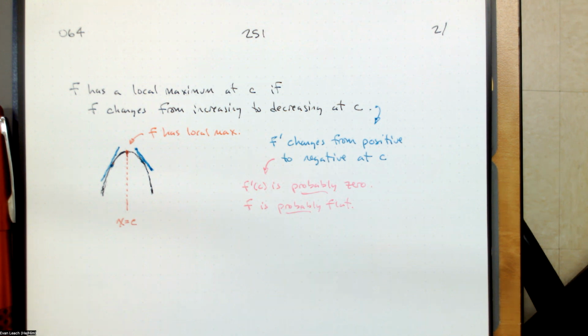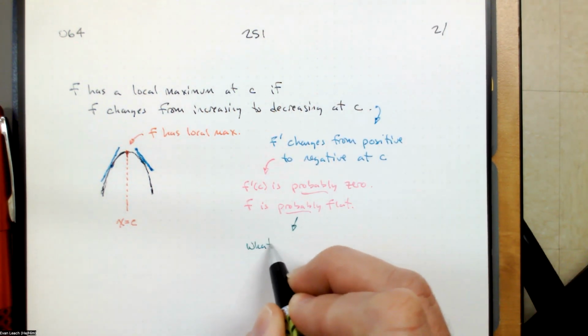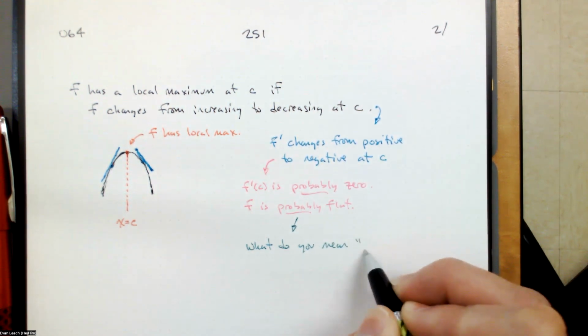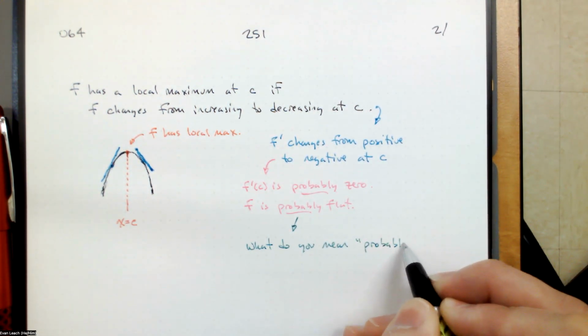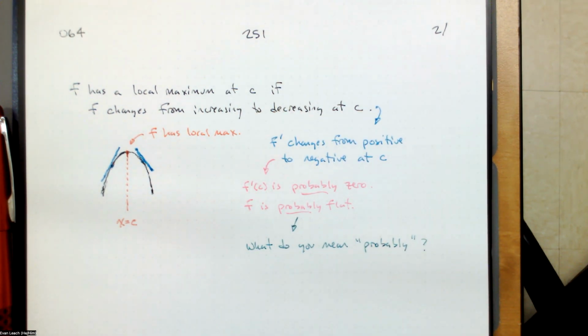So this raises a question. What do you mean probably? How can we go from positive to negative without being zero? How do we go from increasing to decreasing without being flat?